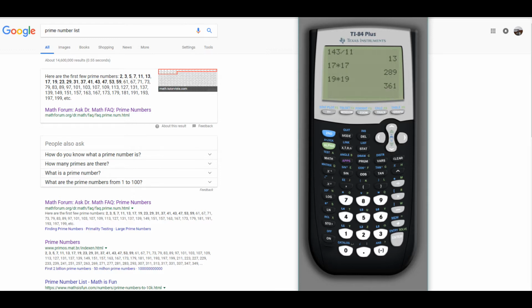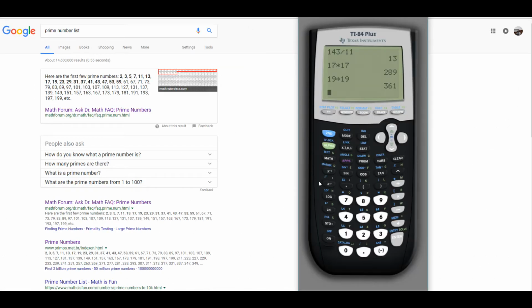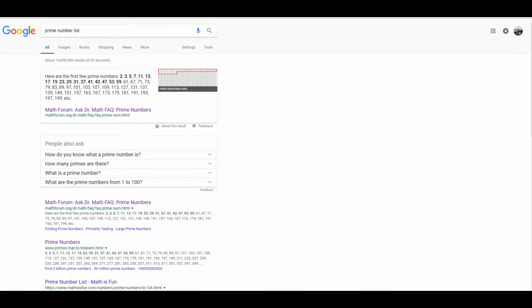Wait, we were working with the number 391. Okay. Let's go with 23 squared, that's 529. Okay, so I only need the prime numbers up to 19. So 2, 3, 5, 7, 11. Write those down. 13 was next. Whoops. I think 17 is next. Yeah, 17 and 19.